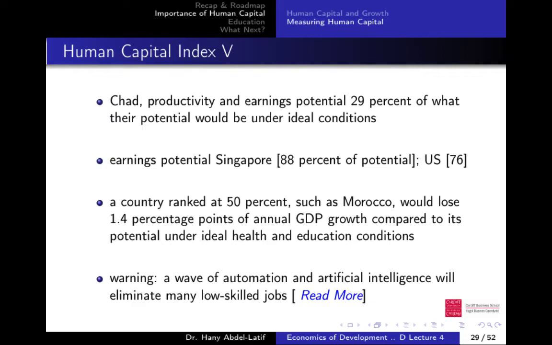Also, there's a warning by the World Bank, which you can read about, about the wave of automation and artificial intelligence. We talked about this last time, if you remember. And I said this will have some implications for jobs and workers. Some of the low-skilled jobs will disappear.